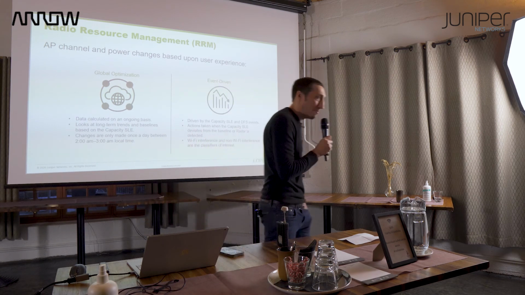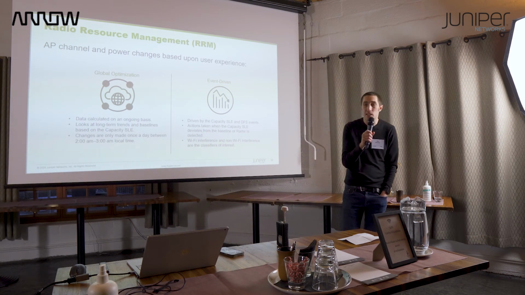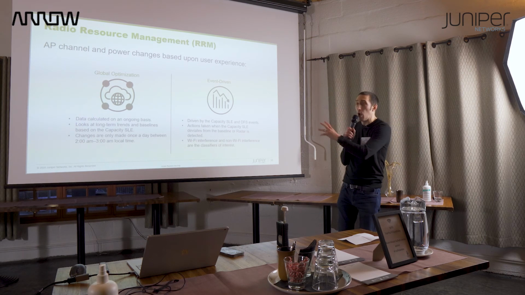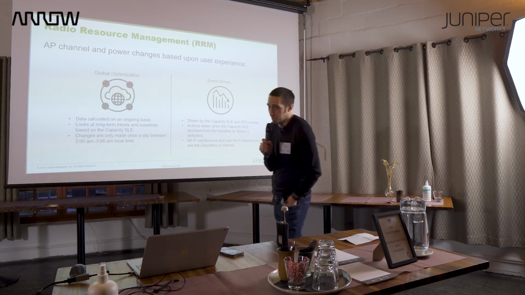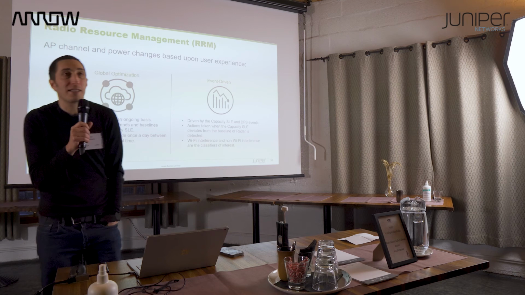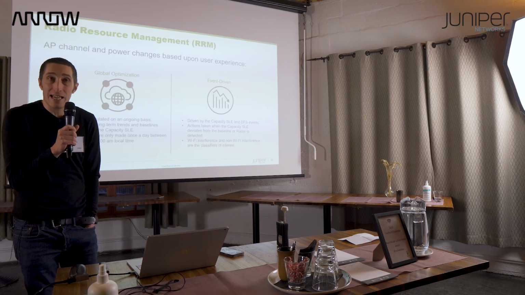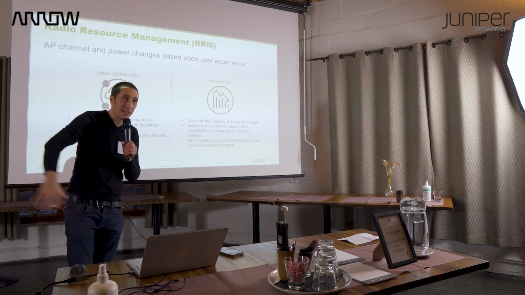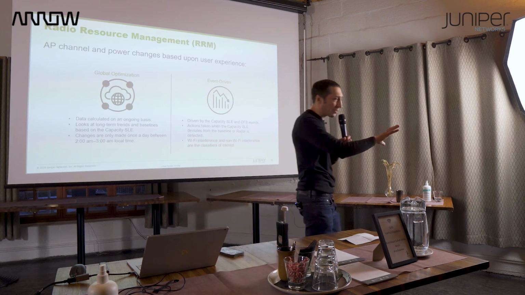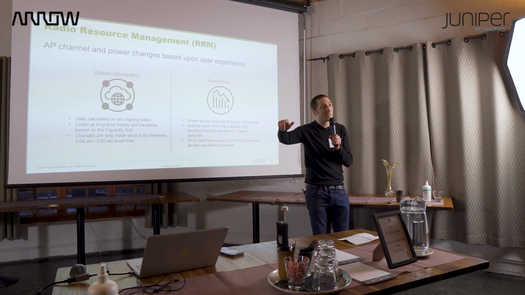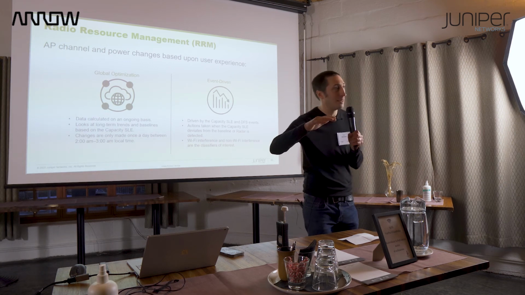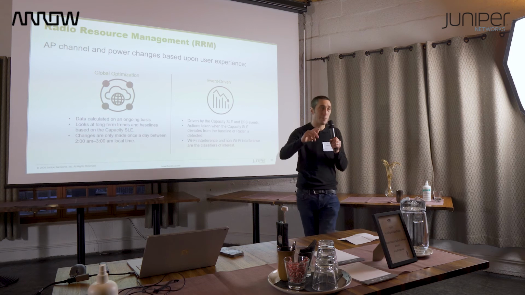Now actually Mist does RRM at two different levels. There's two processes, what we would class as global optimization, sort of global level, and there's local or event-driven RRM. Now global optimization happens once a day in the middle of the night. And this is where the Mist cloud is looking at your entire site and data from all your APs and it's looking at long-term trends, and it's deciding what's the best channel and power setting for each AP. But it's not going to change it all the time, which you don't want. APs changing channels is really disruptive to users. So it does it once a day between 2 and 3 a.m.